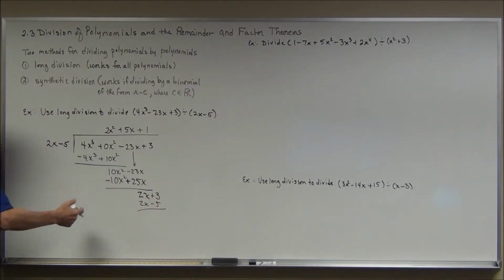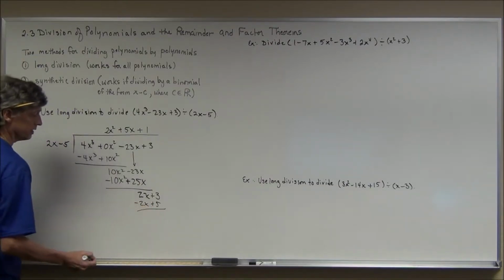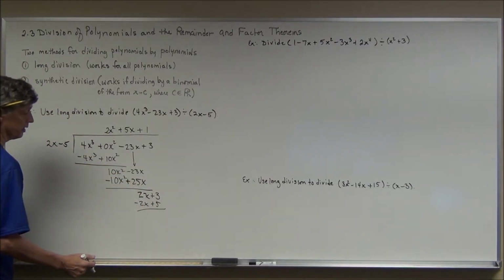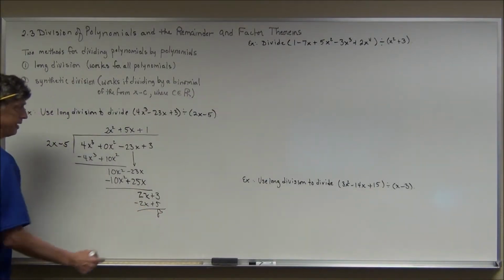And here again, I'm going to subtract by adding the opposite, so this becomes negative here and plus here. That's convenient that it worked that way for all three. And I combine by adding, and I get a positive 8. Now remember, this is the remainder.